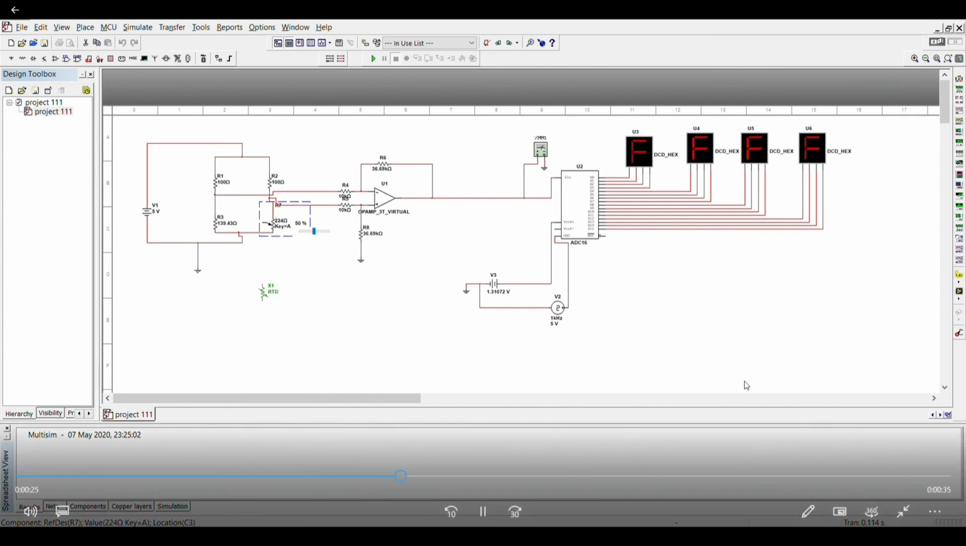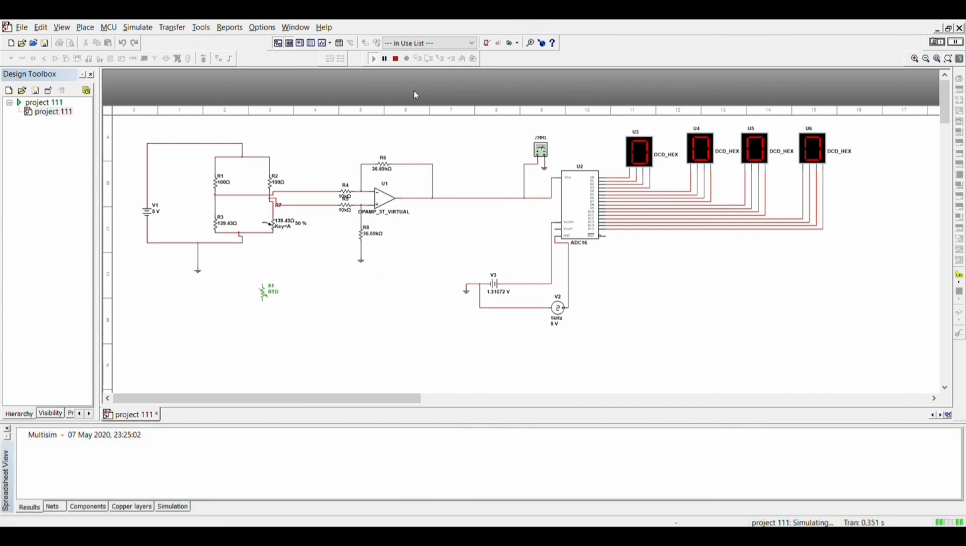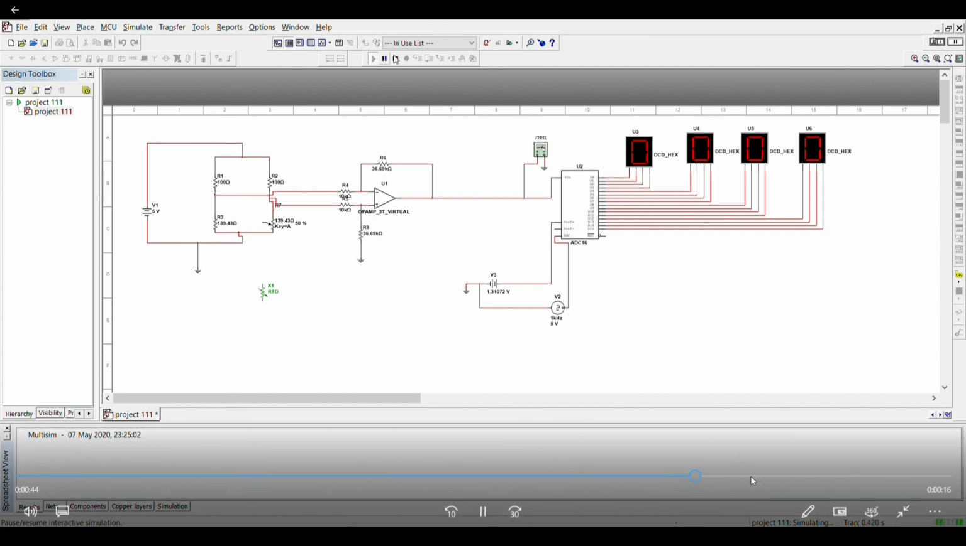Let's try 139.43 ohm. We should have zeros and we already have zeros. Now we are going to try a random resistance. Let it be 180 ohm. As we can see here, 180 ohm gives us A to E B.